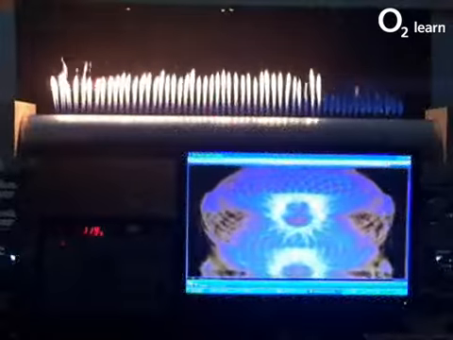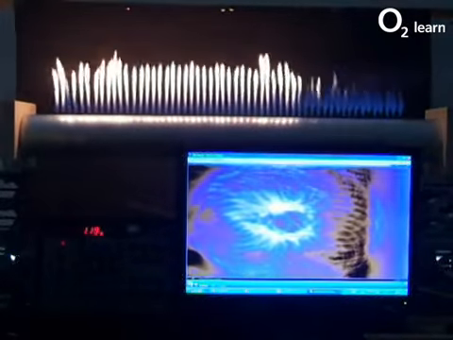Standing waves in a Rubens tube. One loop.